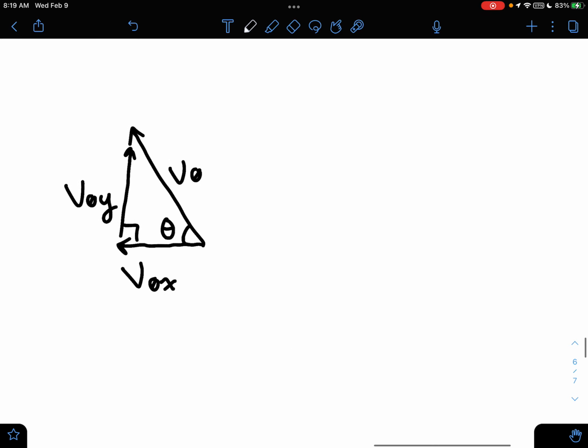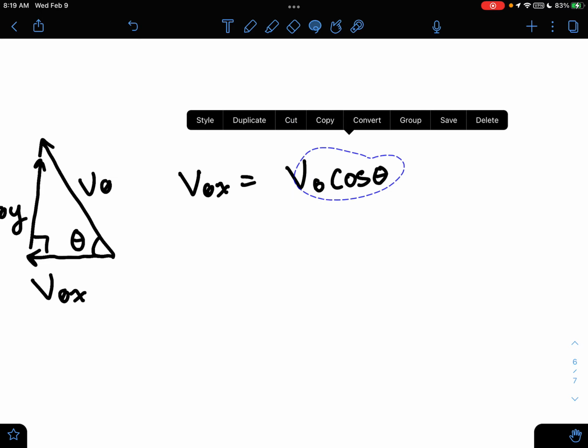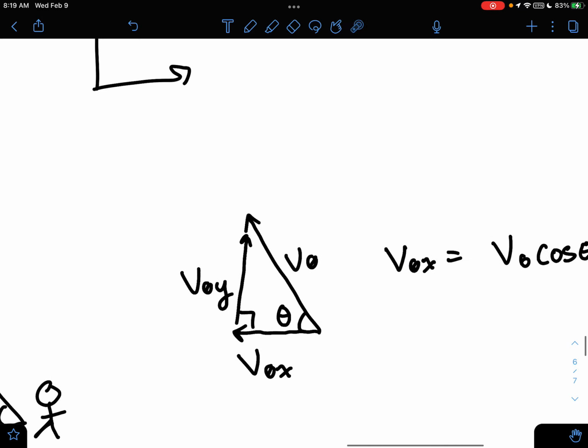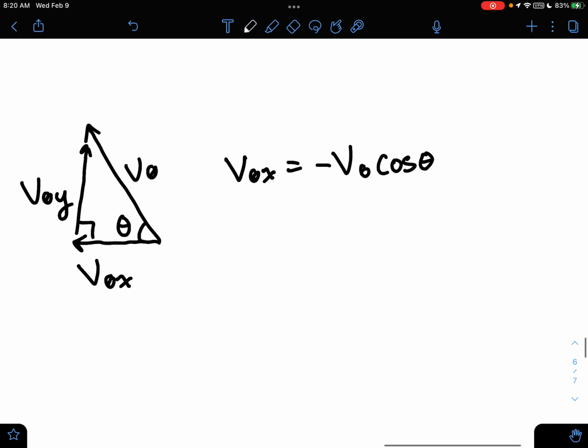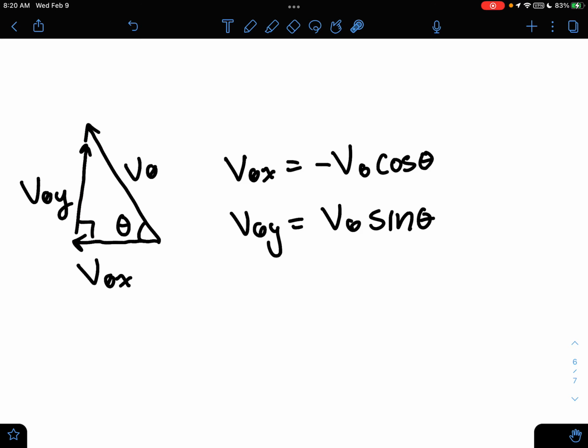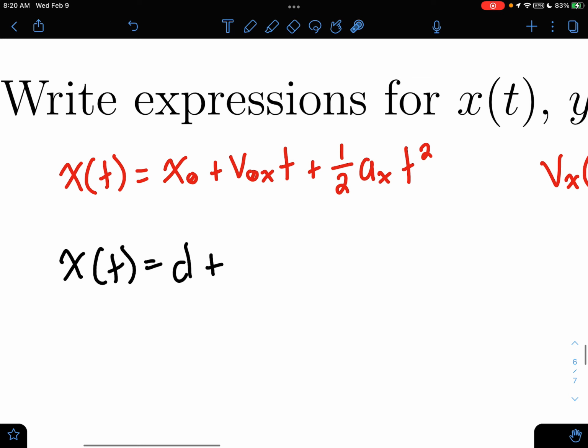It's still going to be that v naught x is v naught cosine theta for the magnitude, but now, I said positive was to the right. Our v naught x is starting by pointing to the left, so now this is going to be negative. And our v naught y is still going to be positive, because that's the way I've set up the axes. So you just remember that, and we come back over here.